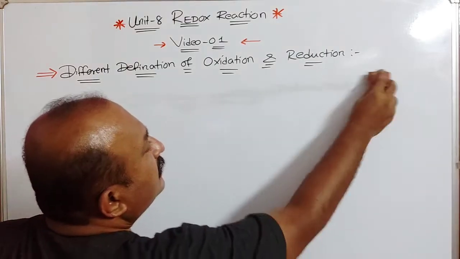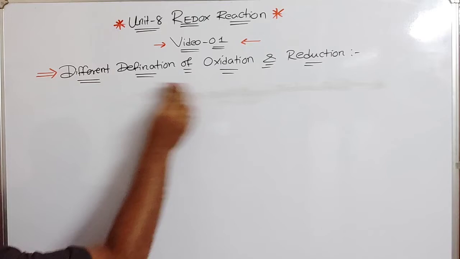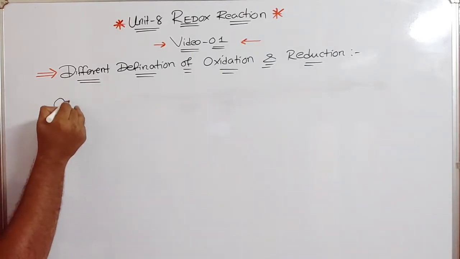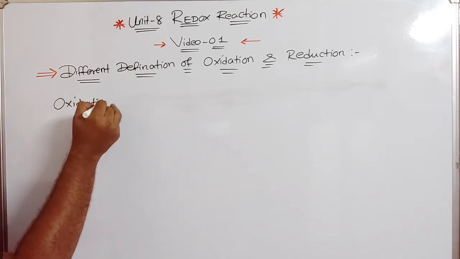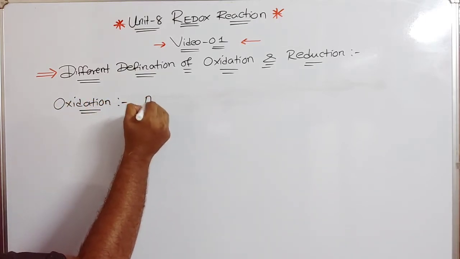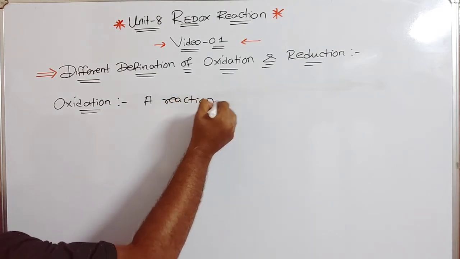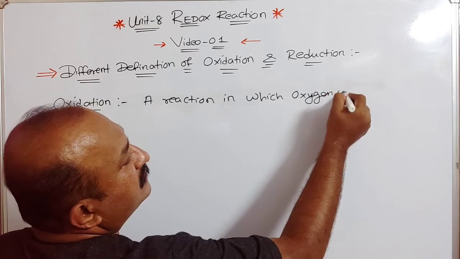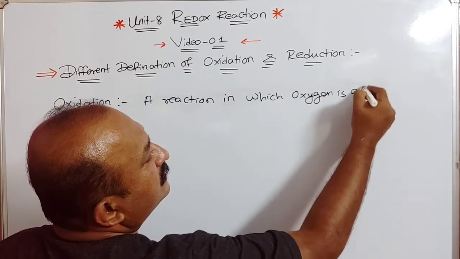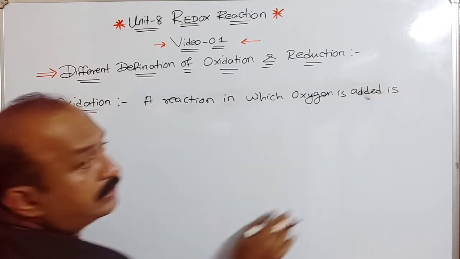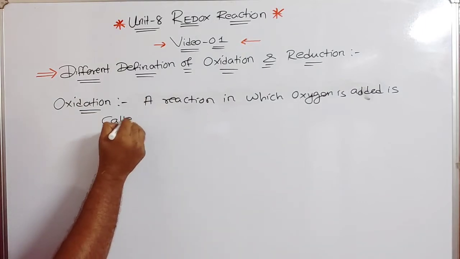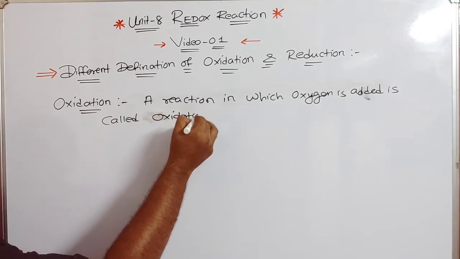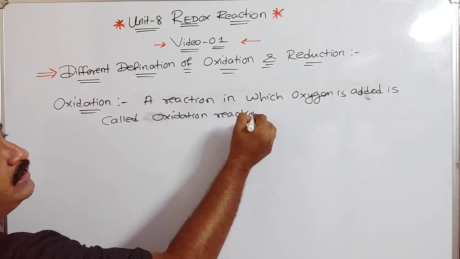Clear? So you must have studied in your lower classes, when we say what oxidation means, oxidation means a reaction in which oxygen is added. A reaction in which oxygen is added is called oxidation reaction. Right? Now this you have studied in your lower classes.